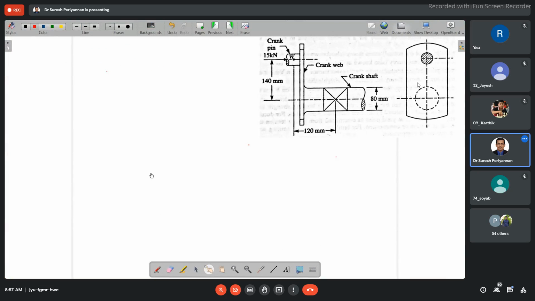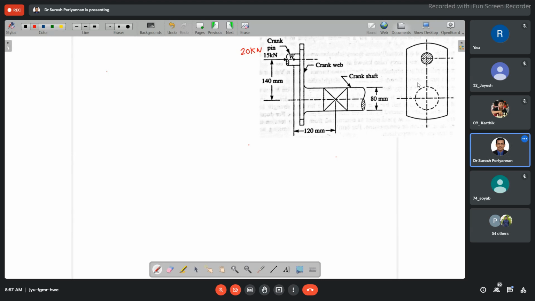Yeah, see, the problem is given already: 20 kilonewton. Please consider this as 20 kilonewton. Now solve the problem. There are two cases. I am going to solve the problem for the 20 kilonewton case. Now this is assumed to be 20 kilonewton. Now we would like to find out the tau max and the sigma max.